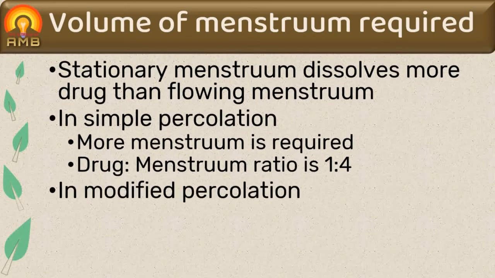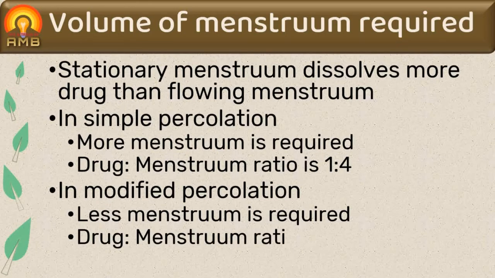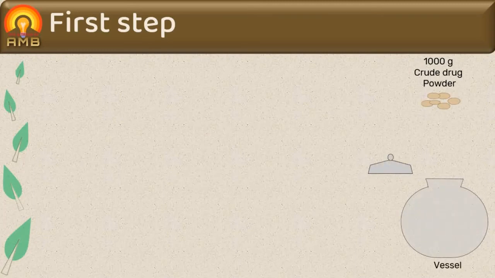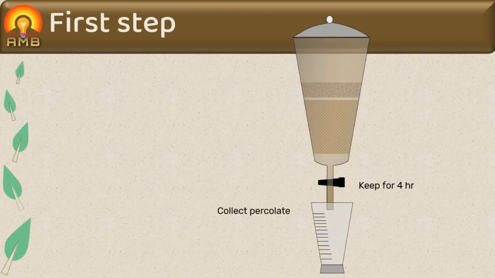In modified percolation process, drug is kept in contact with stationary menstruum 3 to 4 times, which helps in extraction of more active constituents than simple percolation method. In this process, drug menstruum ratio is reduced to 1:3. In the first step of modified percolation process, 1000 gram of drug is imbibed with menstruum for 4 hours, macerated for 24 hours and percolated till 1000 ml of percolate is obtained.